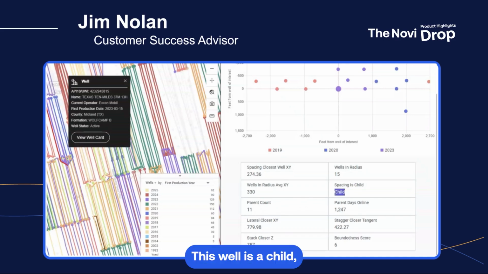This well is a child, and it had 11 parents that were active and producing before this well came online. And they were online for an active of, what is that, about 4 years or so before this well came on. And I think that makes sense, right? So here's our parent wells in 2019, and then here's our subject well brought online in 2023. So yeah, about 4 years makes sense to me.